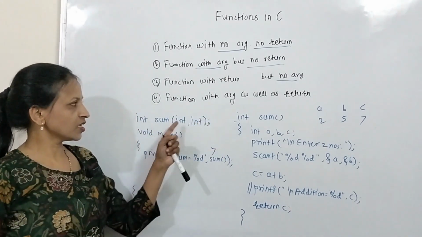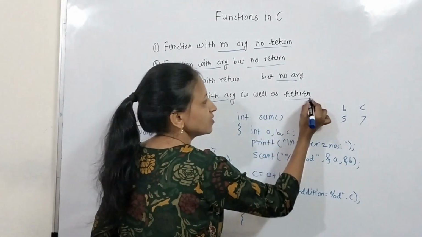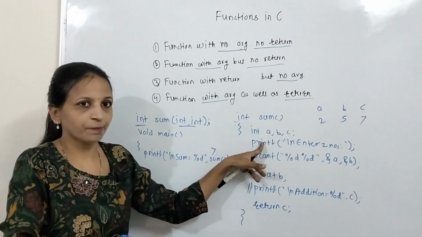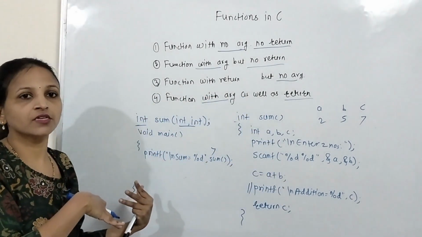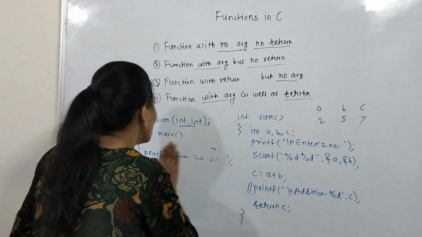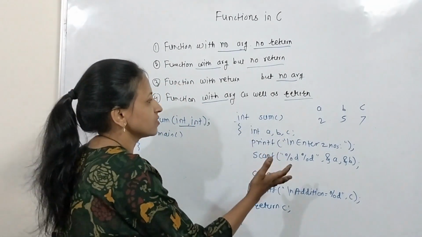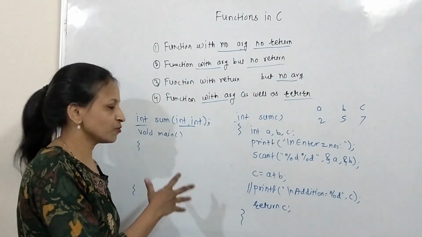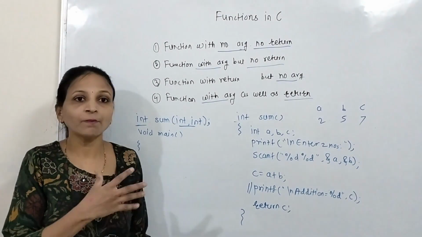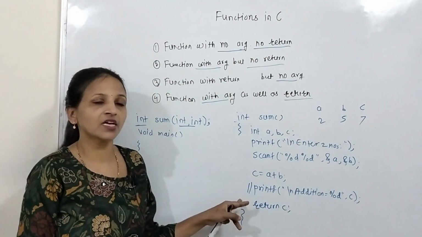This is the function declaration for this type, function with argument as well as return. Here we have to pass arguments to that function, it is compulsory, and from that function we have to return the resulting value. Inside that function we are not displaying the output. Now how to do that? Whatever task there is, like accepting the numbers from the user and displaying the output, we will do inside main, and we will just pass the input to that function, and processing will be done in that function only.